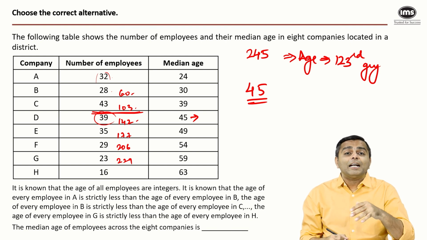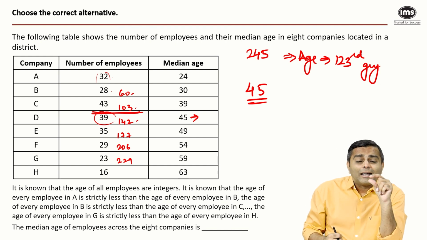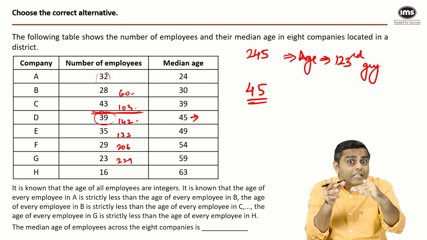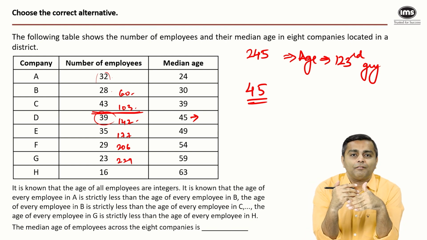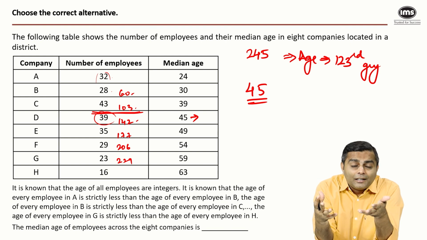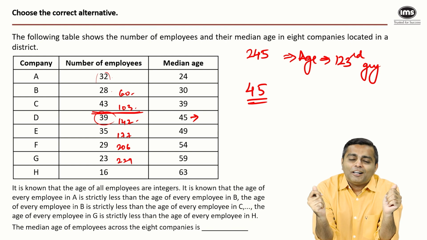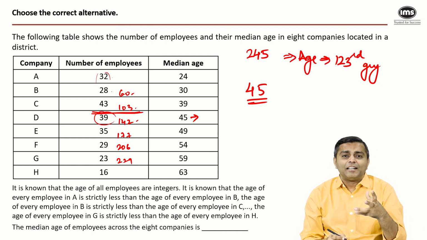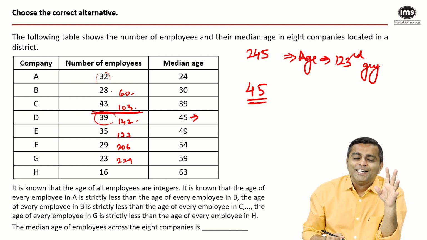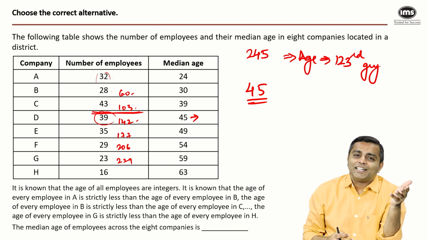Now, remember that we could get an answer to this question because the middlemost guy of all the companies together and the middlemost guy of D, whose data is given, turned out to be the same guy, the 123rd guy. If the total was, let's say, 250 instead of 245, then we could not have gotten to an answer at all. I hope you've understood this question. Again, it was a very, very simple question. The only thing we had to do was simple addition of 8 numbers, and you needed the knowledge of what a median is in a particular set of data.